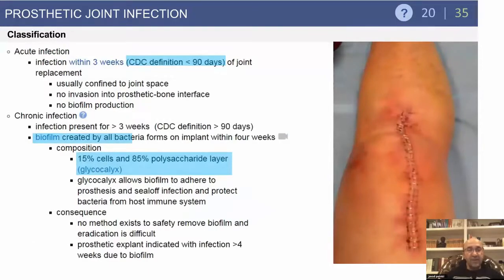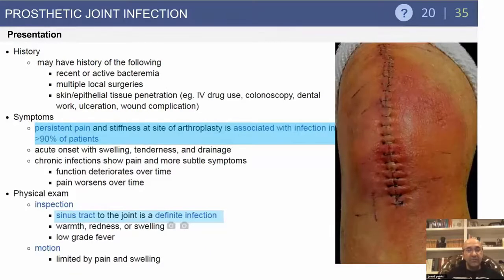Acute infection is one that occurs within 3 weeks, but as I said, CDC has extended that to 90 days. It is usually thought that acute can be treated by irrigation, debridement, and retention of the prosthesis because infection hasn't had a chance to cause osteomyelitis, internalize, or cause biofilm formation, although that's debatable now. But when it becomes chronic, it is important to consider removal of the prosthesis, as biofilm forms on the surface of the implant that results in the formation of glycocalyx and enveloping of the organisms.